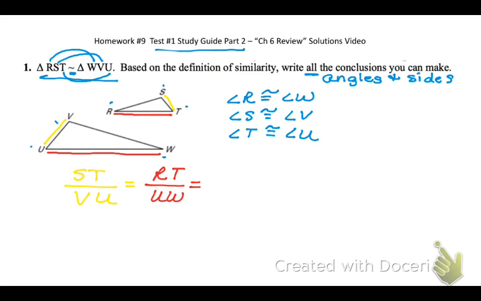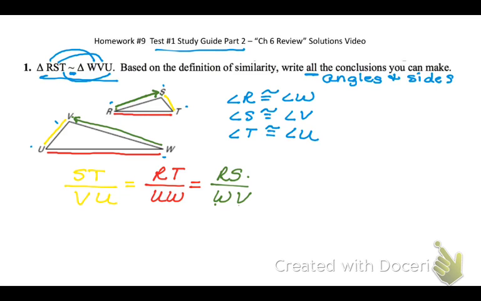So that's going to be equal to our remaining side, which is RS over WV. And you notice that I'm going in the same direction on all of these. So RS went from R to S, and that's what I wrote. And it went from the point here to the top here. So here I have to write it the same way. So W went first, and then V was at the top.